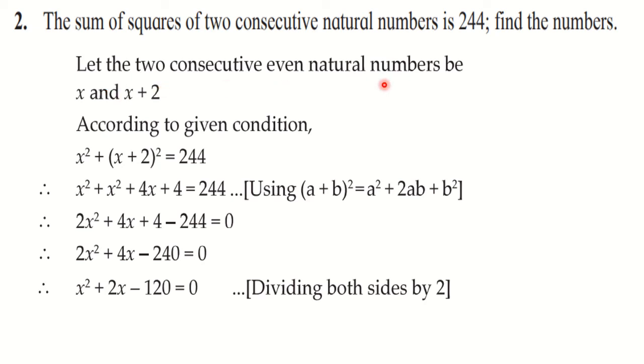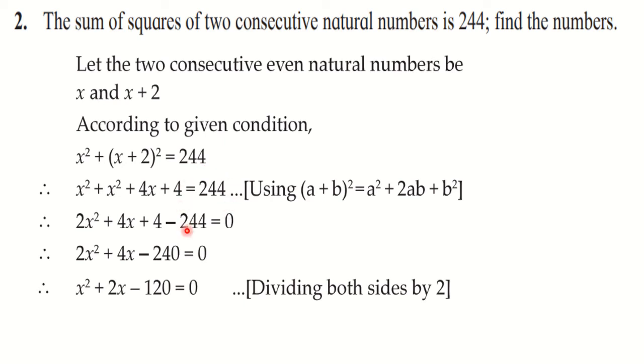So let the two consecutive even natural numbers be x and x plus 2. Now the sum of squares: we have to square them and add. So x square plus (x plus 2) the whole square is 244. This bracket is expanded using the formula (a plus b) the whole square, that is a square plus 2ab plus b square. So we got x square plus 4x plus 4 is equal to 244.